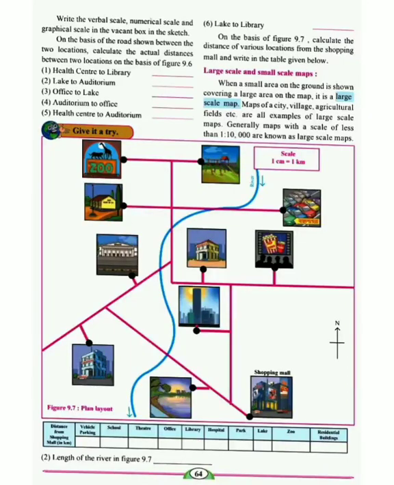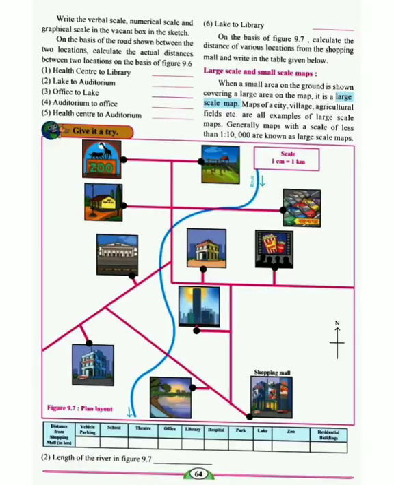On the basis of roads shown below the two locations, calculate the actual distances. Here the scale is given: 1 centimeter is equal to 1 kilometer. You have to find the distance. Okay, look, you can see figure 9.7. So healthcare to library. Where is healthcare? Can you see it? Where are healthcare and library? You have to find the distance between those two.